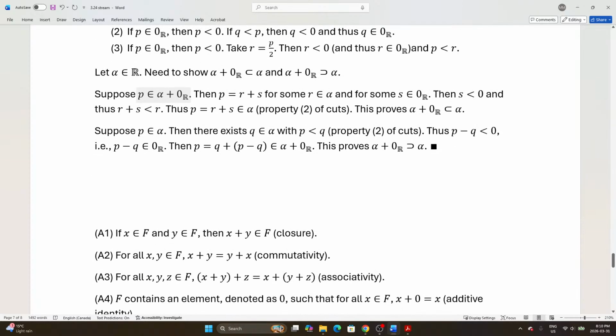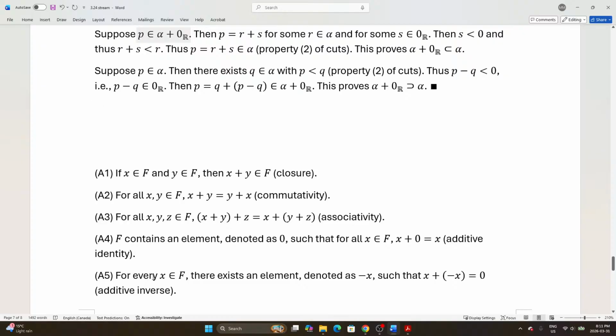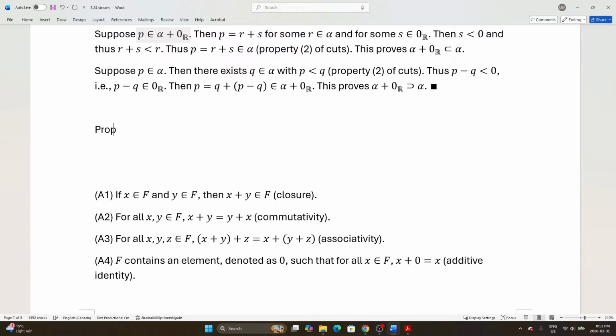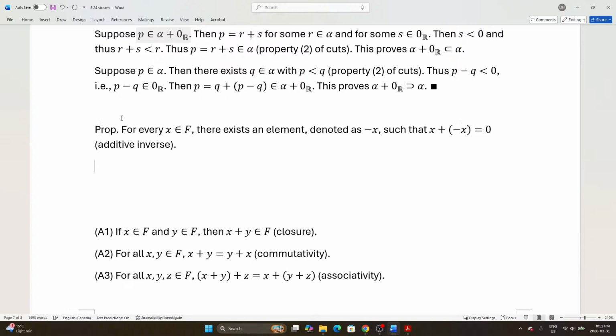A4 done. Okay, A5. Let's set up the proposition. For every alpha in big R, there exists an element denoted as minus alpha, such that alpha plus minus alpha is 0.